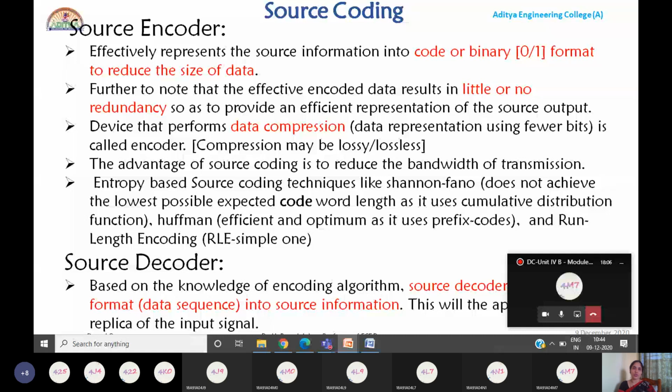What is the need of source coding? In order to represent the data with a fewer number of bits, or to reduce the size of the input data. For example, if the input is analog in nature and you are representing it in the form of zeros and ones, automatically you are compressing the data. If you observe your mobile phone or laptop, the data that I am transmitting is stored in the form of ones and zeros, and at the receiver section you are able to listen to my voice.